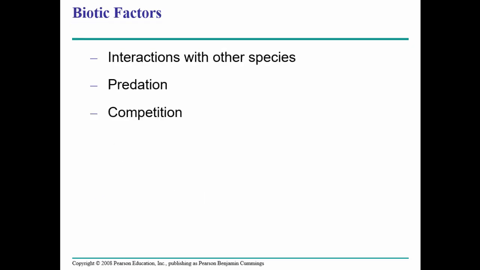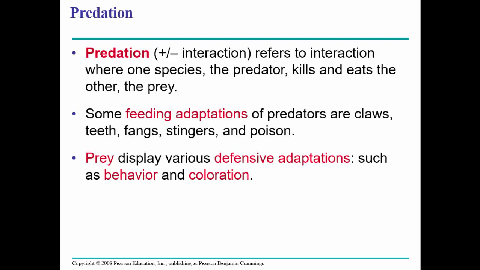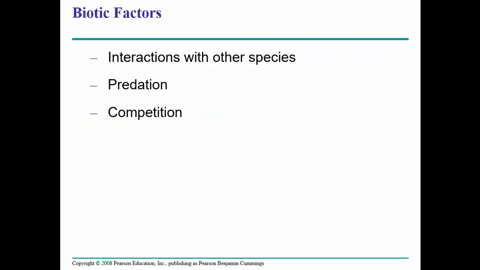What about the biotic ones? So again, biotic is about living things. So what happens with the biotic? We know there will be some interaction between organisms, right? And then also there is predation and competition. So now let's closely look one by one at the biotic factors.